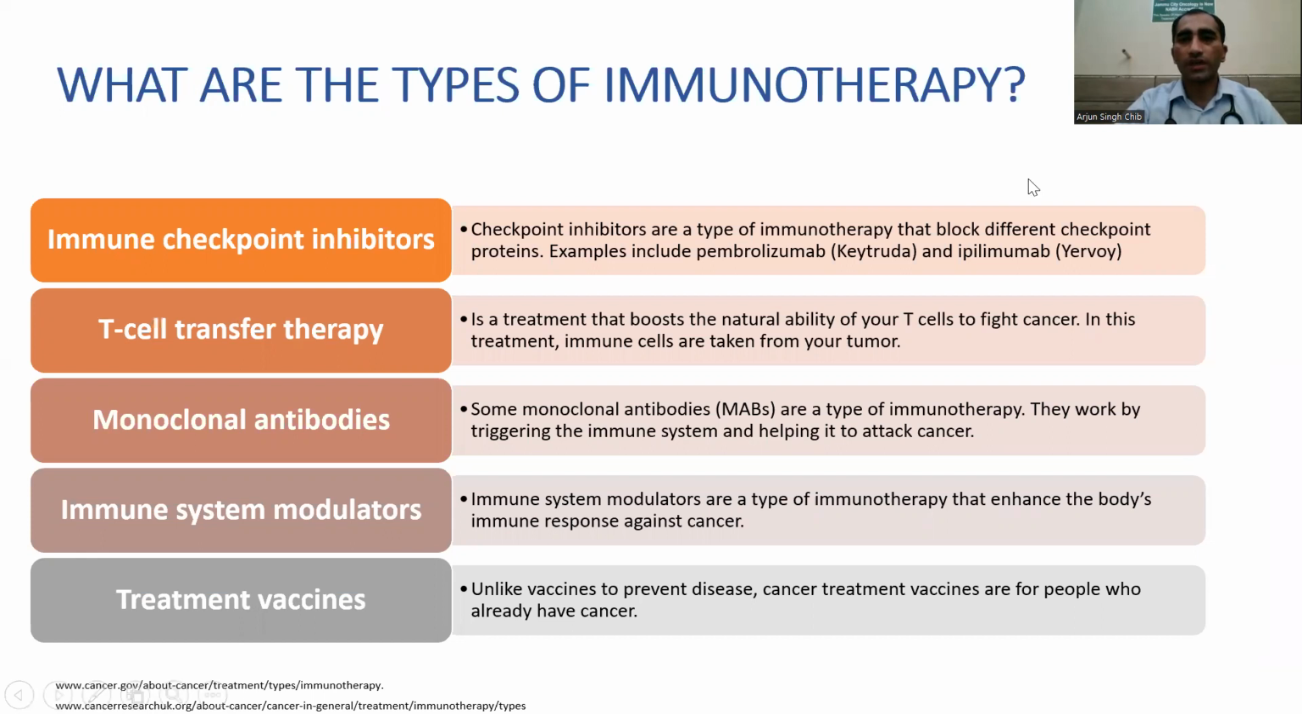Clearly we can see what kinds of immunotherapy we have, mostly immune checkpoint inhibitors (ICP), like pembrolizumab, ipilimumab, and nivolumab. We have T cell transfer therapy, a treatment that boosts the natural ability of your T cells to fight cancer; we transfer the T cells that help fight the cancer. We also use monoclonal antibodies, immune system modulators, and treatment vaccines, which increase immunity. All of these are related to the immunity of the body, and in a later slide you will see how this works.